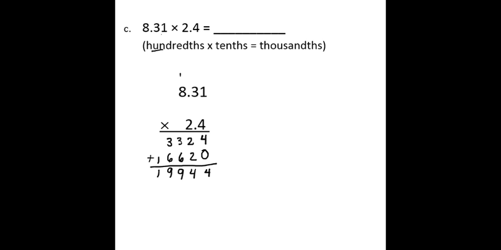Now this time I'm multiplying hundredths times tenths. So the decimal needs to land in the thousandths place, which is the third place to the right of the decimal point. So I'm going to put my decimal point right between the two nines. My final answer is 19 and 944 thousandths.